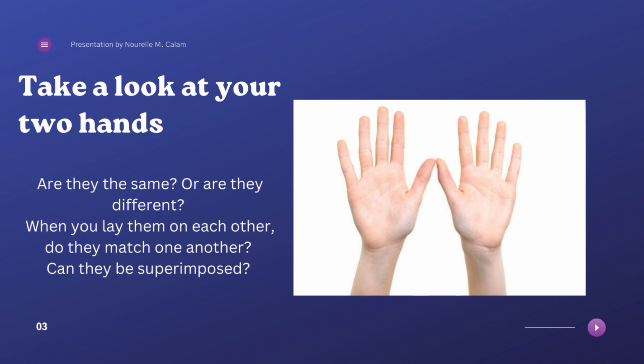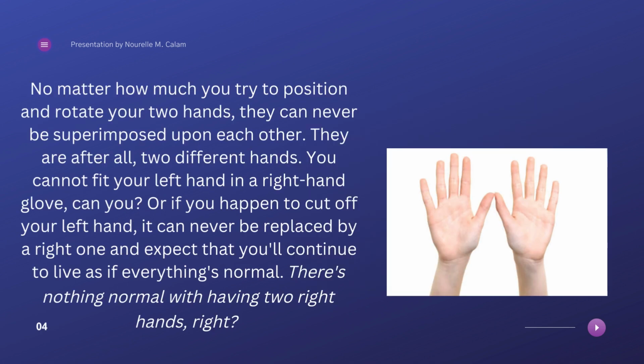So I want you to take a look at your two hands. So take a good look at them. Now ask yourself the following questions. Are they the same or are your two hands different? When you lay them on each other, when you superimpose them, you put one hand over the other, do they match one another? Can they be superimposed with one another?